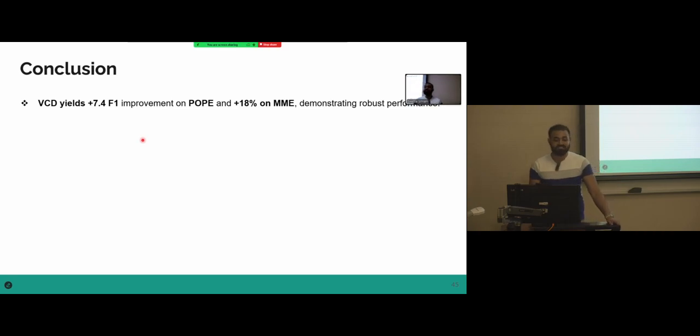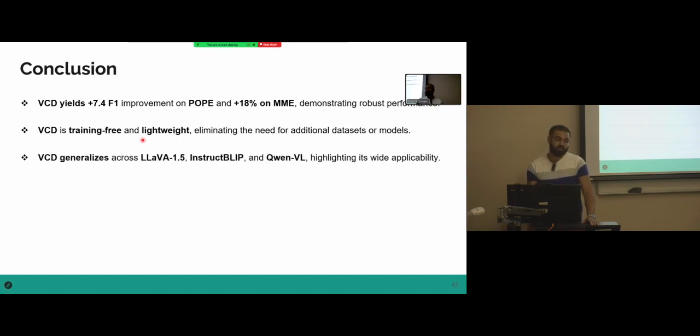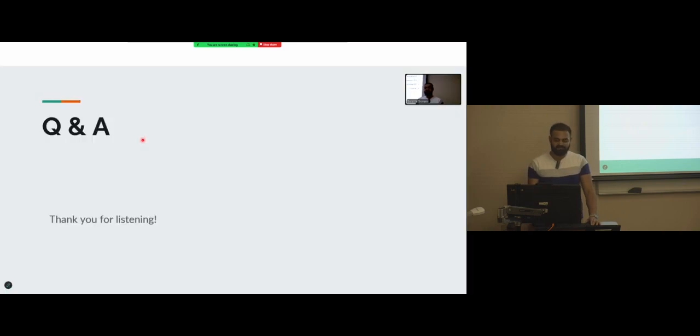So to conclude, VCD yields an approximately 7.4 increase in F1 score when it comes to POPE and 18% on MME, which shows a robust performance. Once again, VCD is training free and lightweight, which eliminates the need for additional datasets or models. VCD generalizes well across LLaVA 1.5, InstructBLIP and Qwen-VL, which highlights its widespread applicability. VCD also simultaneously improves general perception. So we are not only mitigating hallucination, but we also are improving the cognitive ability of the model.